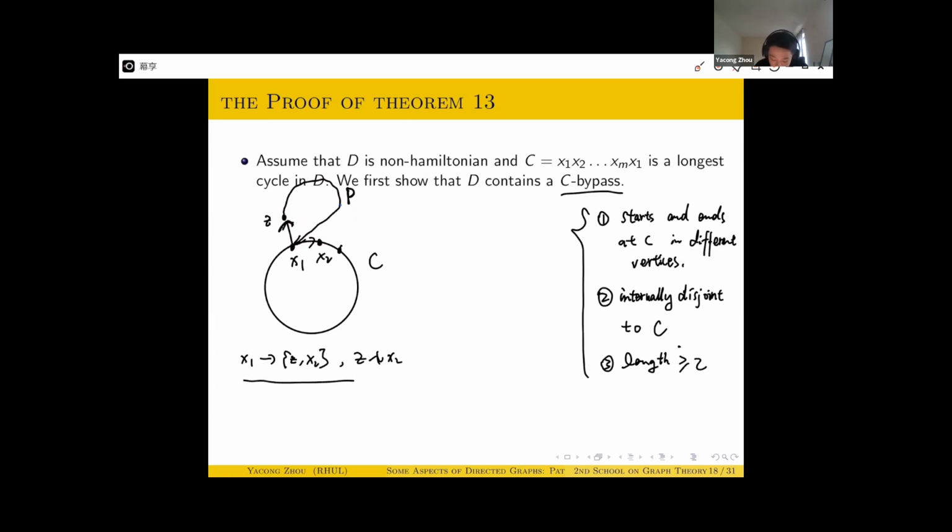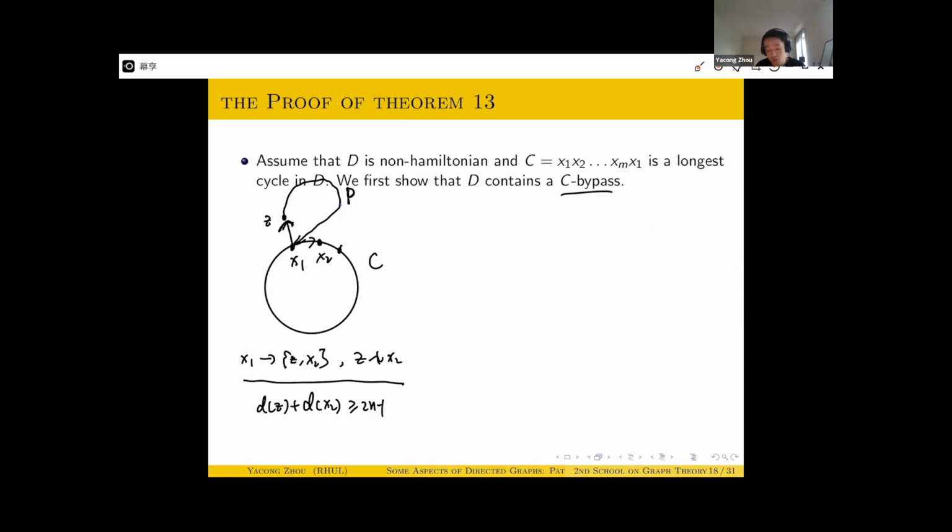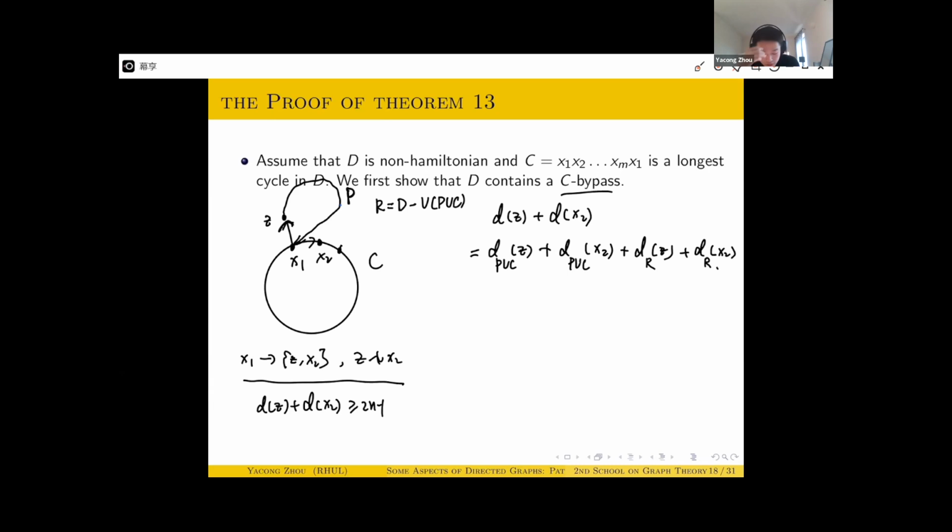So by our assumption, we will have the degree of Z plus the degree of X2 is at least 2n minus 1. But now let us look carefully at the sum of degrees of X2 and Z. We may separate it into two parts: the degree of Z in P and C, plus the degree of X2 in P and C, plus the degree of Z in R, which we define R to be the rest of the graph, which is D minus the vertices in P and C, plus the degree of X2 in R. So let's look at every term.